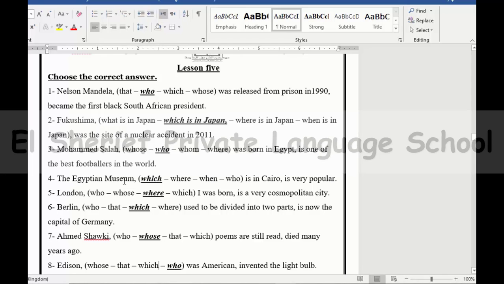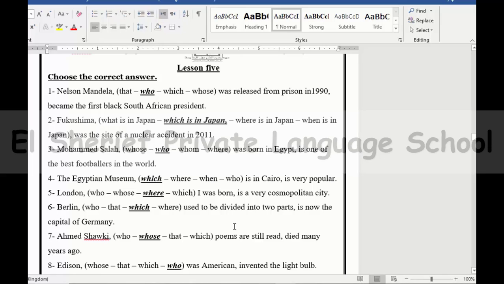Number 4. The Egyptian Museum, which is in Cairo, is very popular. So the Egyptian Museum which is in Cairo. Number 5. London, where I was born, is a very cosmopolitan city. So London, where I was born. Number 6. Berlin, which used to be divided into two parts, is now the capital of Germany. So Berlin, which used to be. So I am describing Berlin. I am not saying that I did or people did something inside it. So I used which.